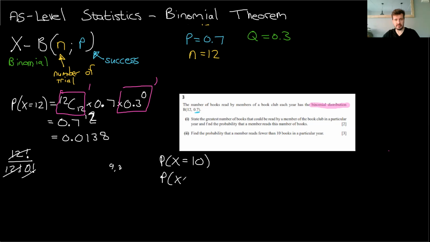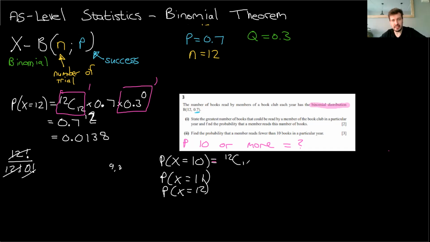I'm going to say P of X equals 10, 11, 12, and then I'm just going to say 1 minus that. So in other words, I'm finding the probability of reading 10 or more, and then saying 1 minus that answer. That's going to give me the probability that it's 9 or less. So now I can say, well, 10 or more.